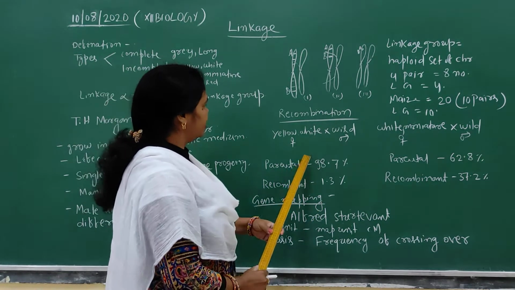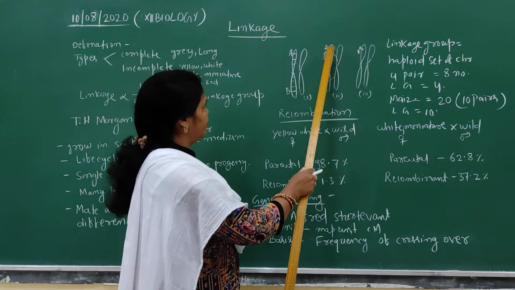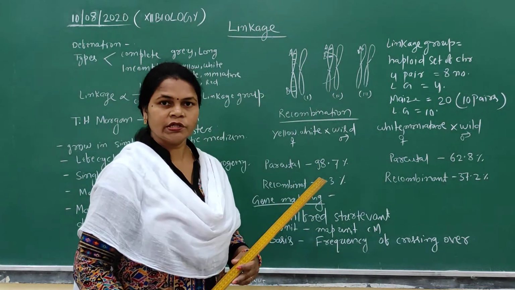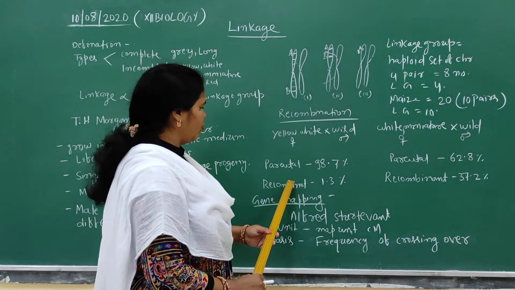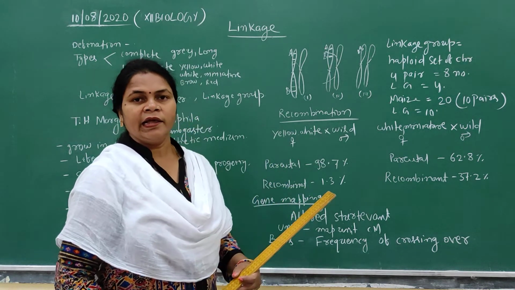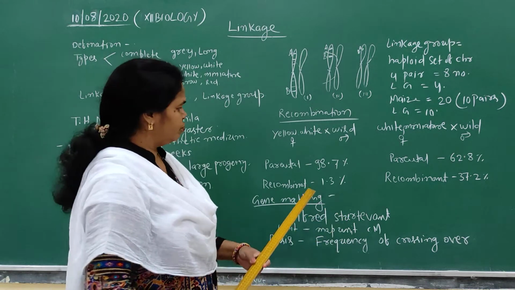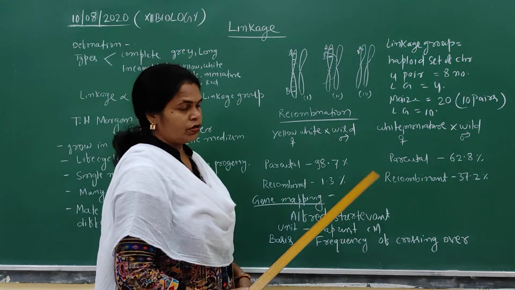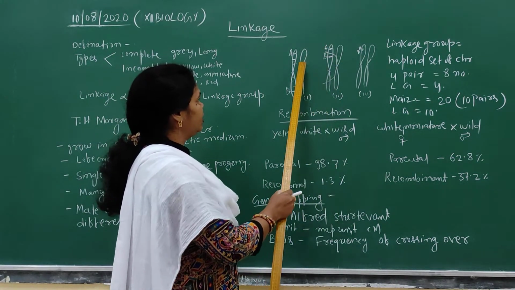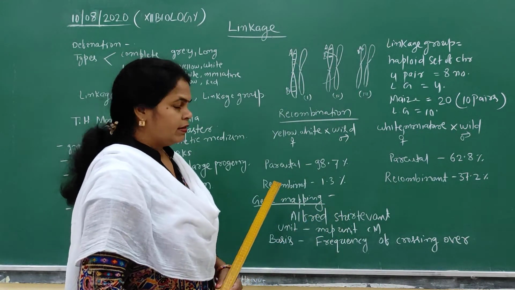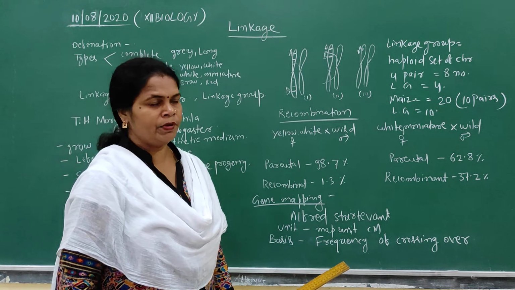Linkage is for genes which are very closely linked. That's why the parental combination is obtained, and the recombinant or non-parental offspring are obtained in the F2 generation due to the recombination of the genes. Clear? So this is linkage and recombination.